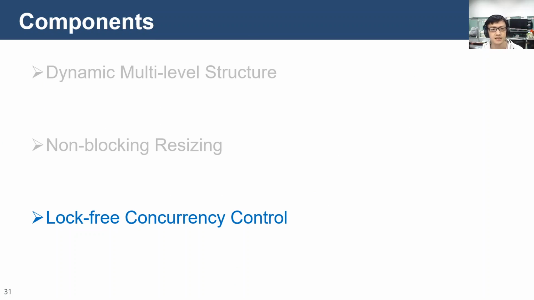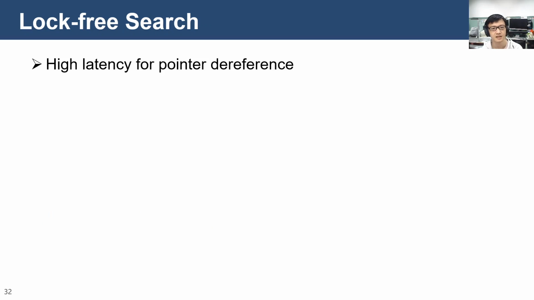Next, let's begin the lock-free concurrency control for clever hashing. The basic idea is to leverage the atomic visibility of pointers in slots to enable lock-free access. For lock-free search in clever hashing, there are 2 problems. First, frequent pointer dereferencing for key-value items leads to high latency.